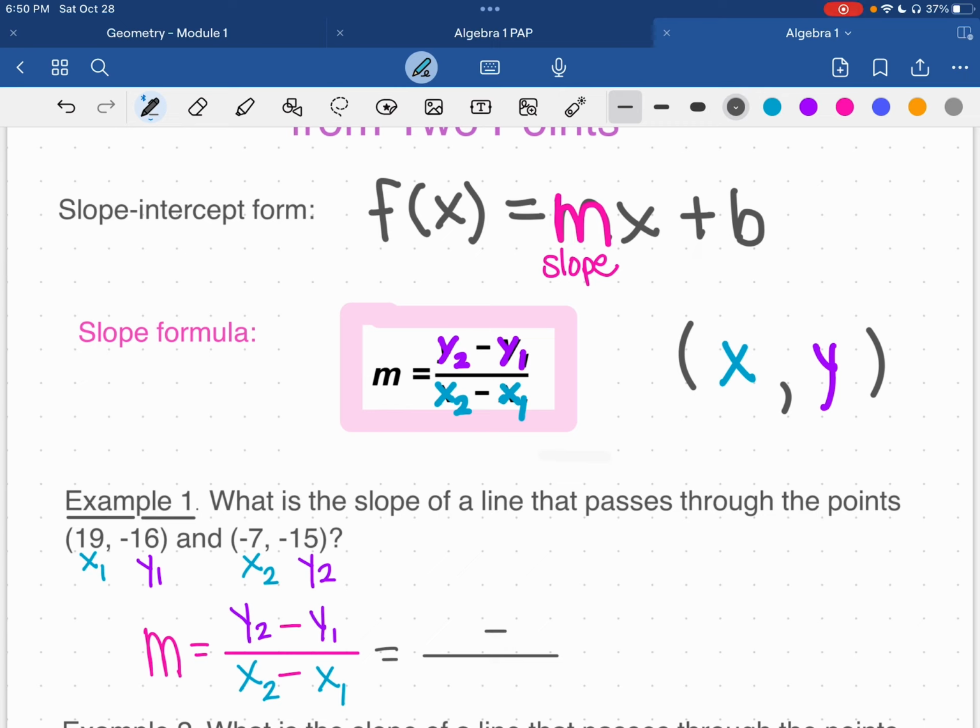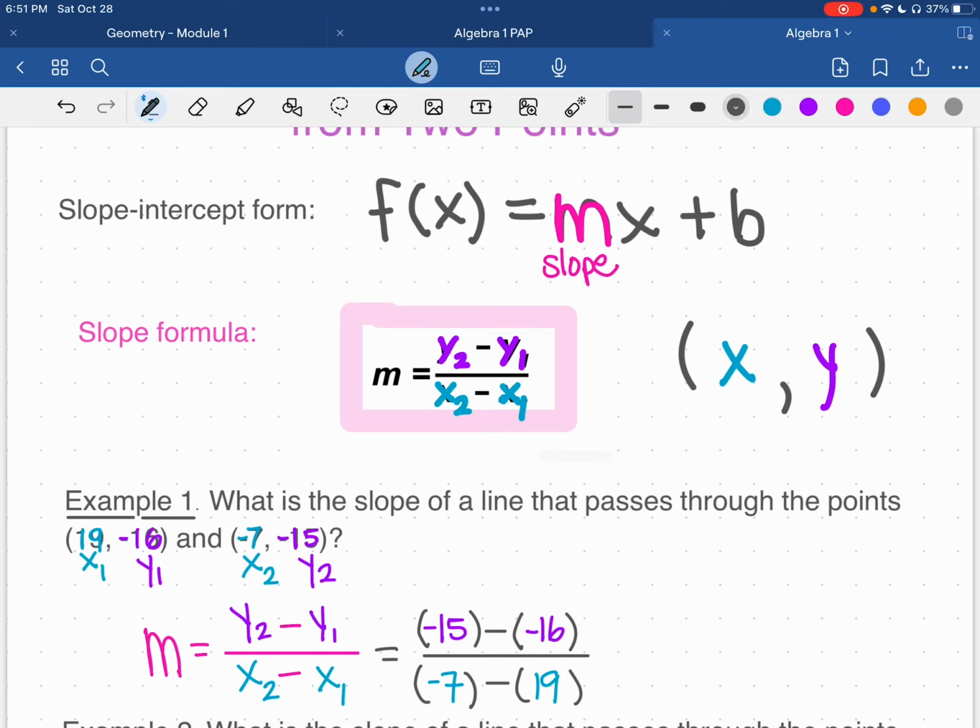All right, now that I have the formula all set, I'm going to grab my y values and substitute them into the places of y1 and y2. If you'd like, you can make parentheses for them. Remember, y2 goes first and y1 goes second. On the bottom, I'm going to do the same thing. If you'd like, you can put parentheses to substitute in your x values. Remember, x2 goes first and x1 goes second.